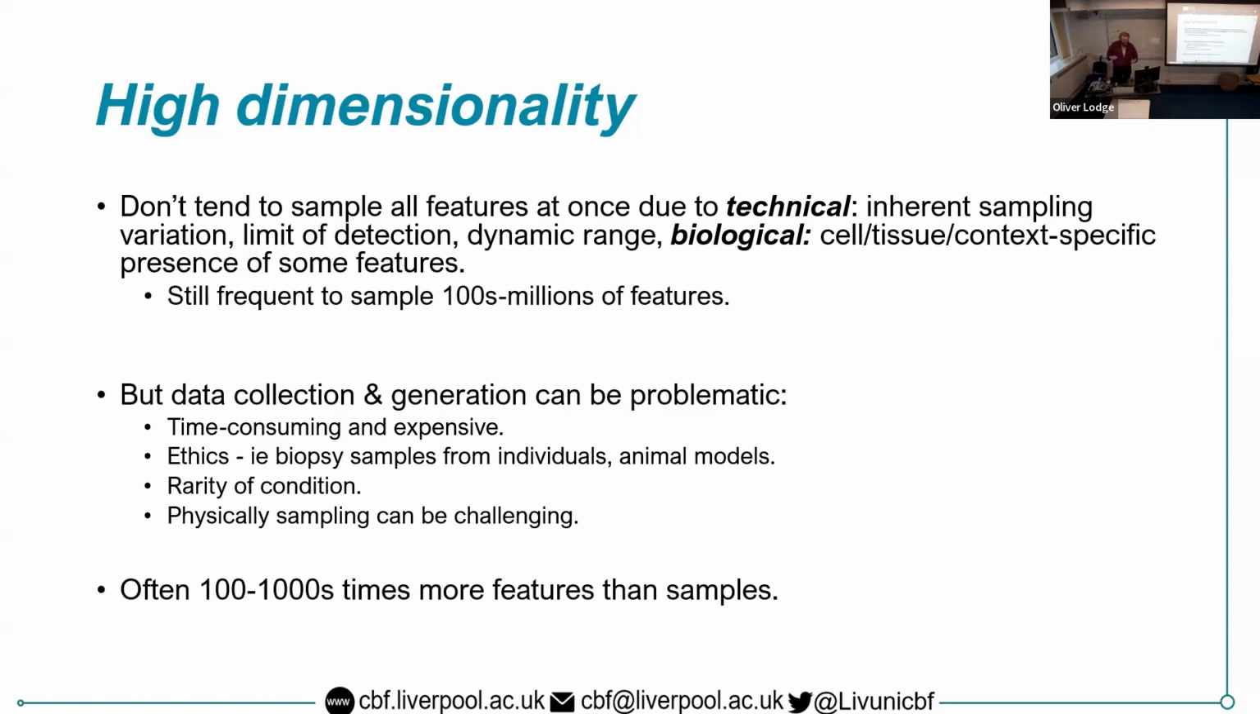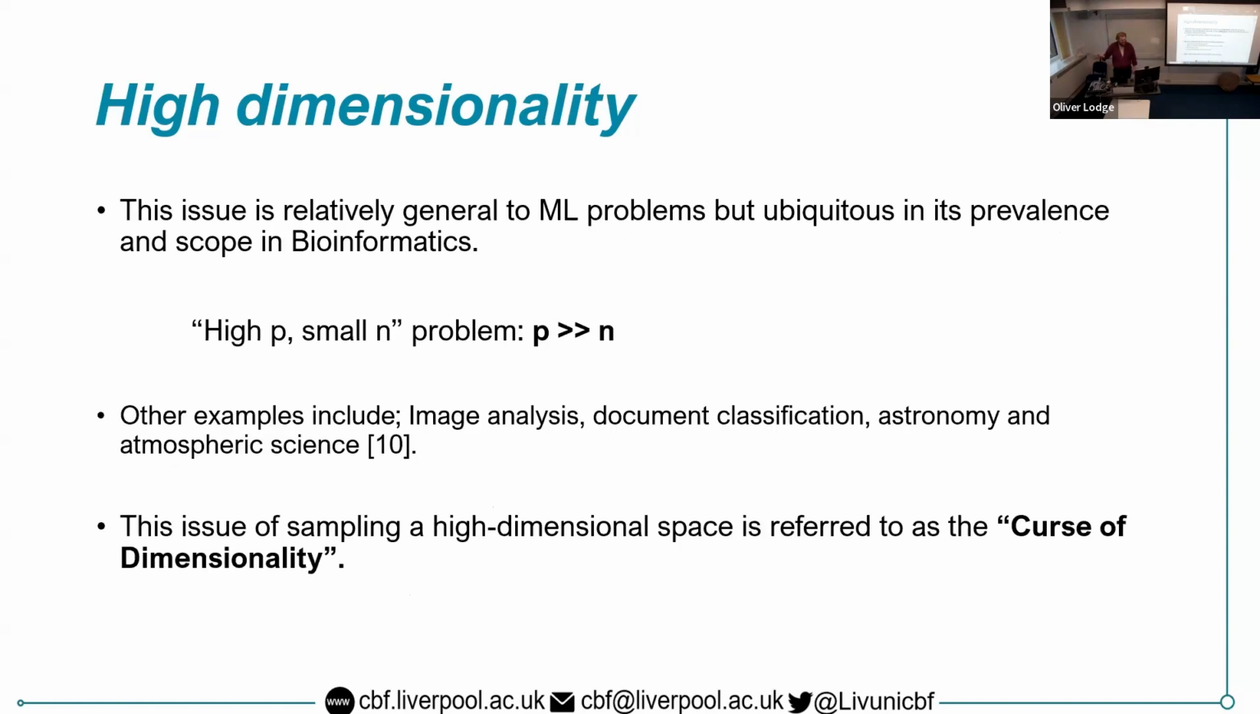So generally, when we're talking about this sort of analysis, we often have hundreds to thousands to tens of thousands, even hundreds of thousands more features than we do samples. Broadly, this isn't a problem unique to bioinformatics. It's general to a lot of machine learning that you tend not to have as much data as would be beneficial under your standard statistical frameworks. But it is noticeable for its ubiquity and prevalence in bioinformatics. This corresponds to what's known as the high p, small n problem: p meaning you've got a lot of features, n meaning you haven't got many samples.